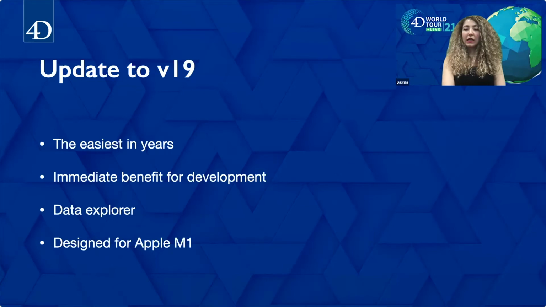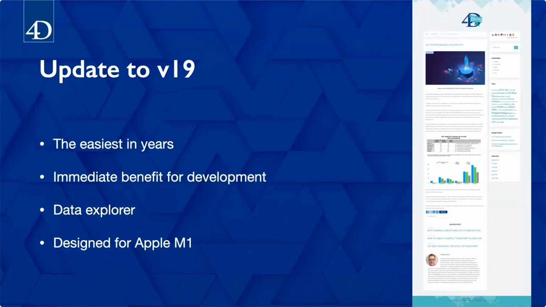4D V19 allows the native compilation on the new Apple M1 processor architecture. It was a huge accomplishment by our engineering team. Several developers have already gotten back to us with positive feedbacks, including huge performance gains. Here is a blog post from one of our major customers, an early adopter who discovered impressive results from his V19 benchmarks on the Apple M1 processor. Check the chat box to find the link.